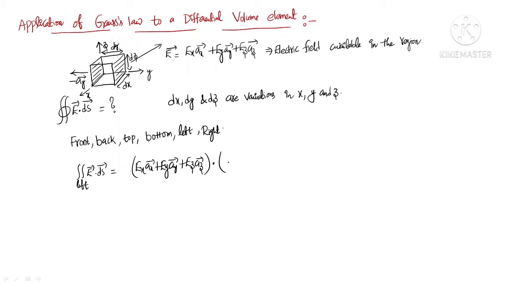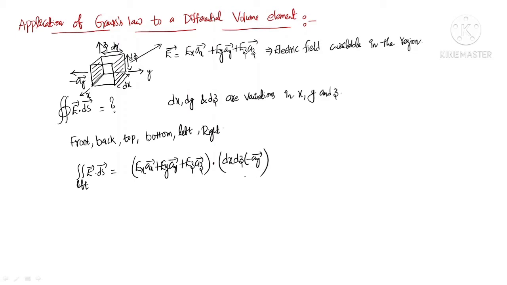What is dS bar? For this surface, if you observe, what is the variation? What are the two variations? One is the x variation, which is dx, and the z variation dz, and the unit vector is minus ay bar. So I can write this as dx dz minus ay bar.